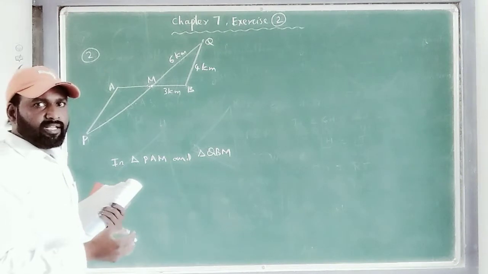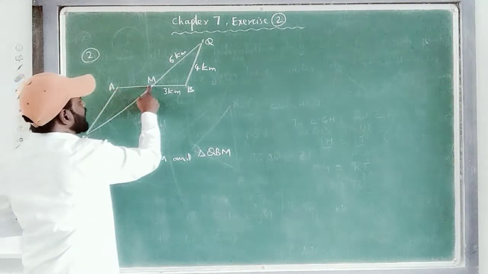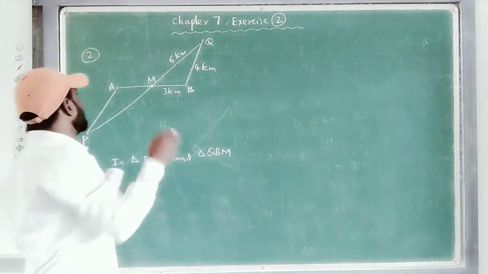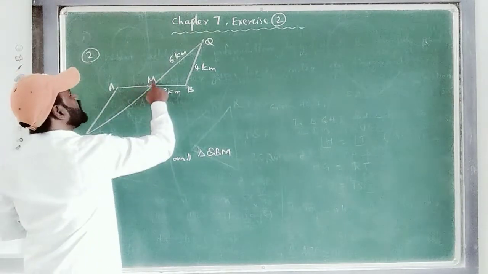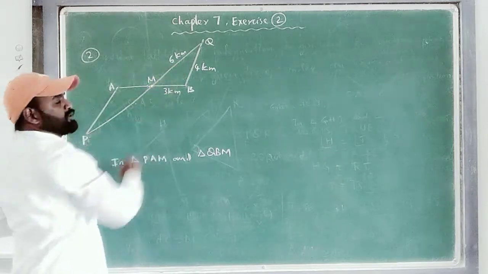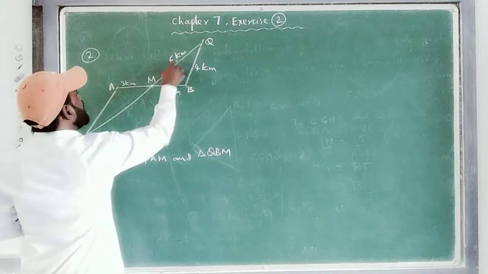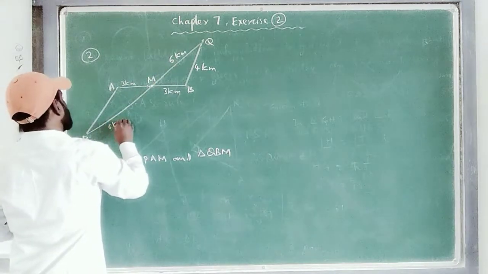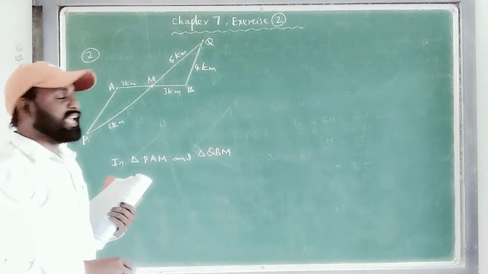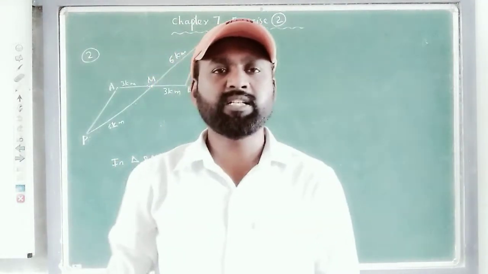So these two sides, AM and MB, both are equal because M is lying in between A and B, and PM is equal to MQ because M is lying exactly in between P and Q villages. So this is 3 kilometers means this is also 3 kilometers. This is 6 kilometers means this is also 6 kilometers. What they are asking is, what is the distance between village A and P? How can you find the distance between A and P?